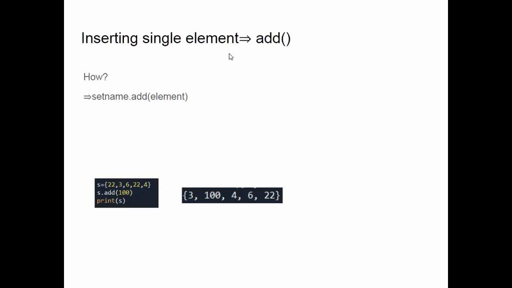Now inserting only a single element is done by using the add function: set name dot add and the element. So which element do you want to add? We want to add 100. This is different from the list, where by using append we append at the end of the list, but by using the add function it will be inserted anywhere in the set.